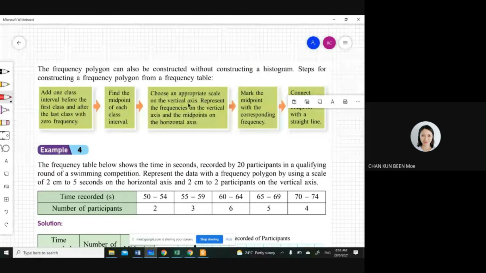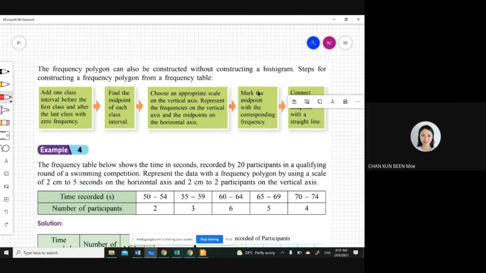Choose an appropriate scale on the vertical axis. Represent the frequency on the vertical axis and the midpoint on the horizontal axis. If the scale is already given, then you follow the scale that is given in the question. If it is not given, then you have to choose an appropriate scale.